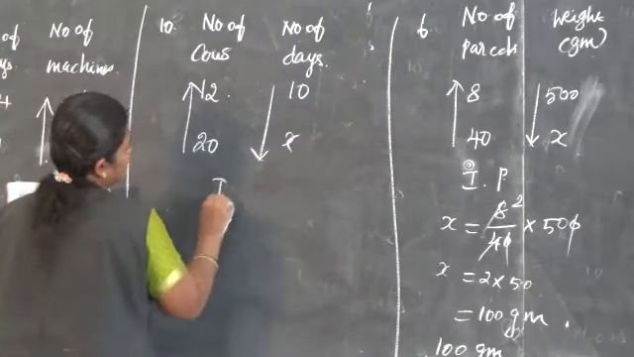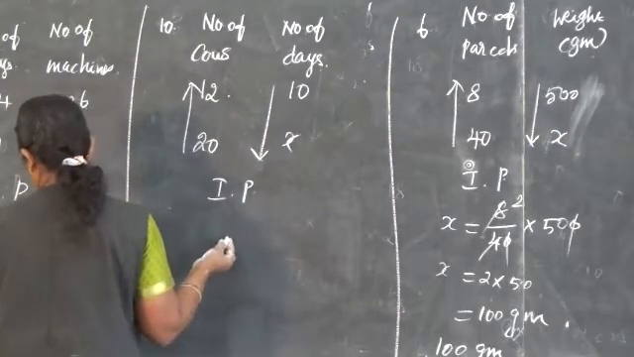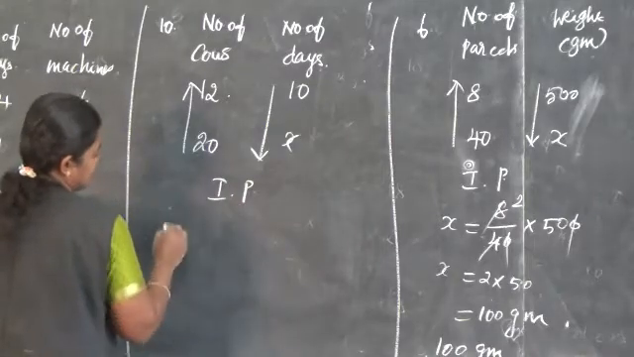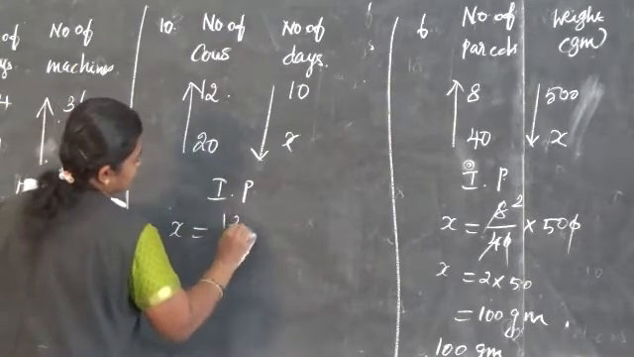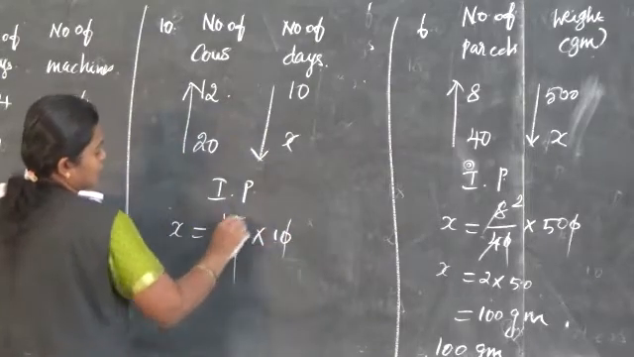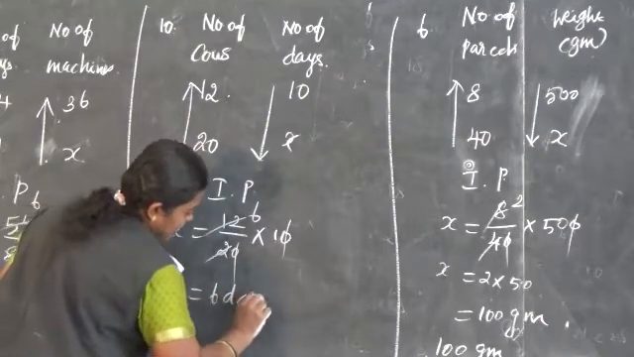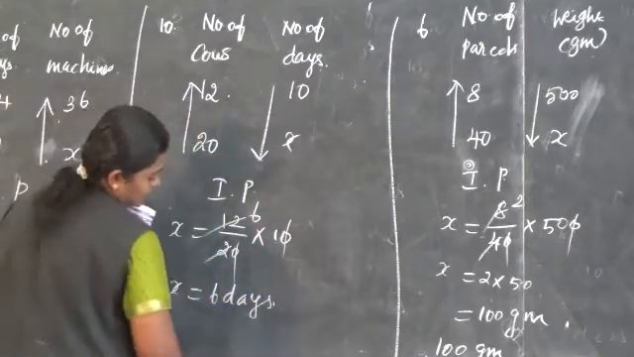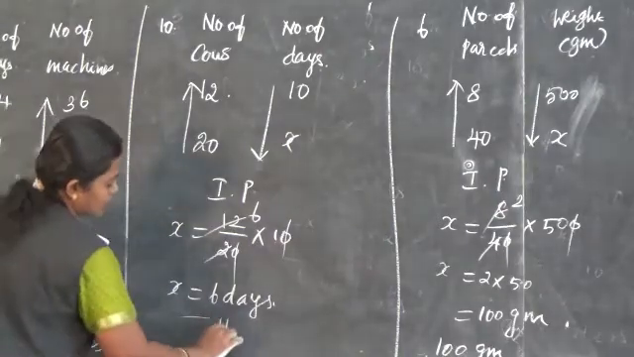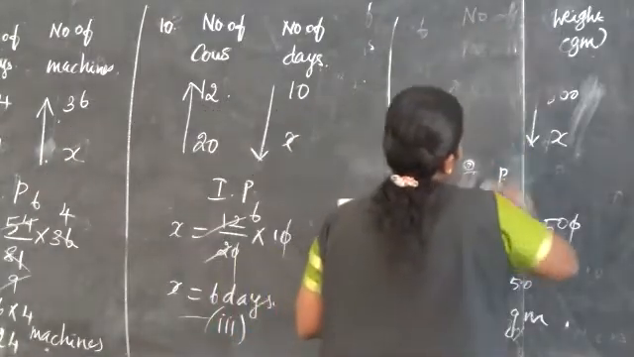So it is an inverse proportion. If more cows are grazing the field, they can eat the grass for only fewer days. So it is an inverse proportion. X equal to 12 by 20 into 10. Zeros cancel. Go for the 2 table. 6 days only, 20 cows can eat the grass. So what option is given to us? Third option. Come to the 11th problem.